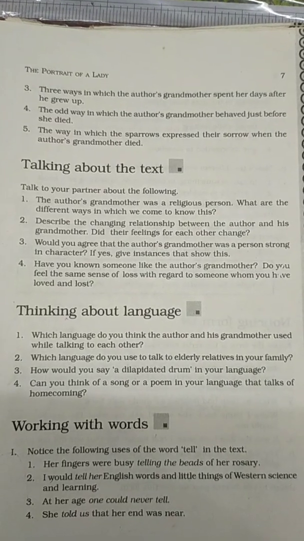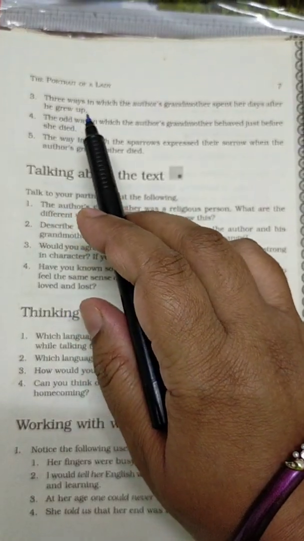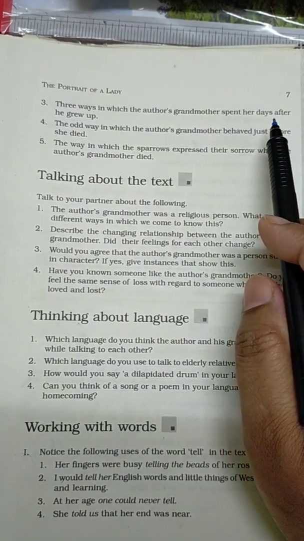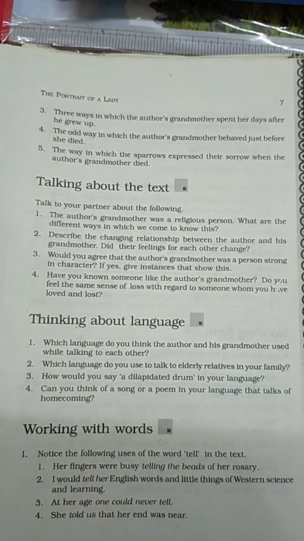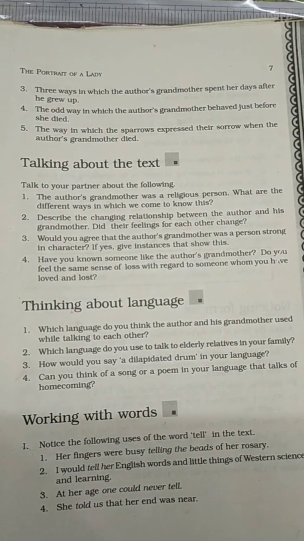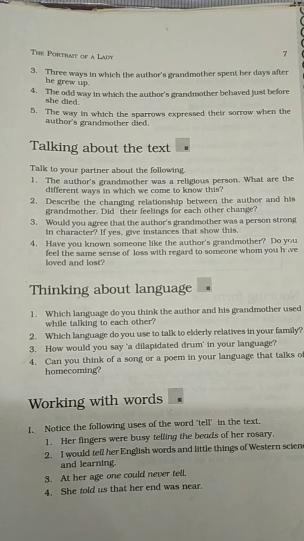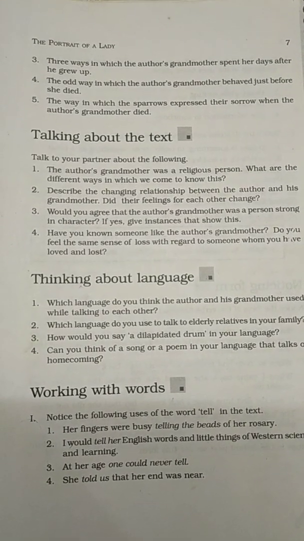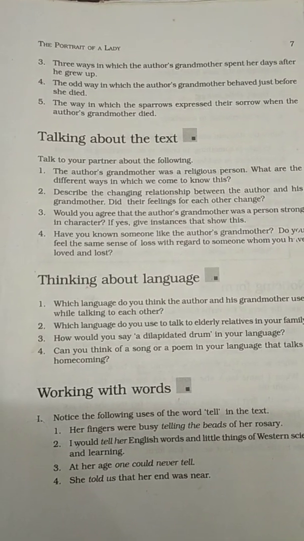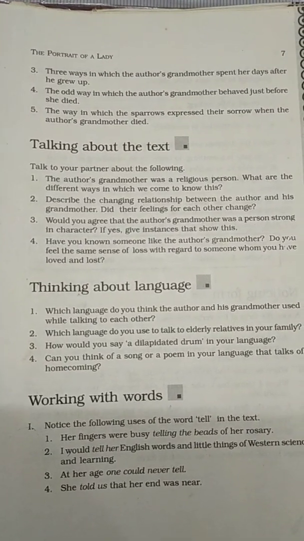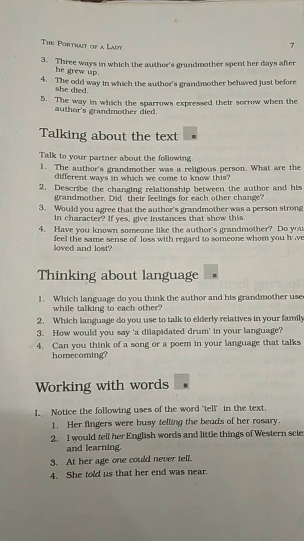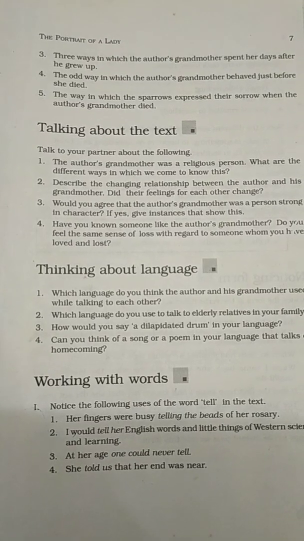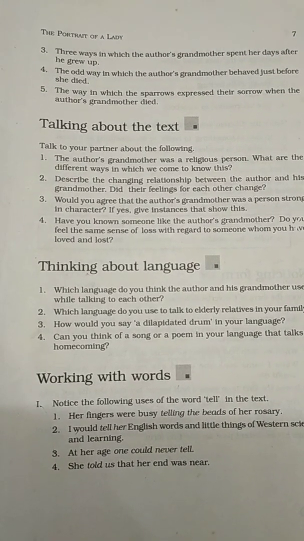Now we shall move on to the third question. The question is, mention 3 ways in which the author's grandmother spent her days after he grew up. Now, after he grew up here stands for when he had become a young boy and he had started going to the university, and later he had gone abroad also for his advanced studies. So you need to mention the 3 ways in which the author's grandmother had started spending her days in his absence.